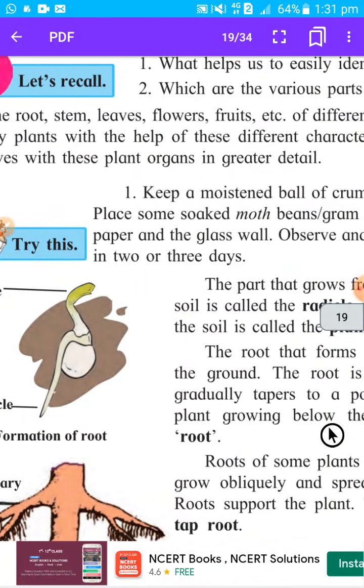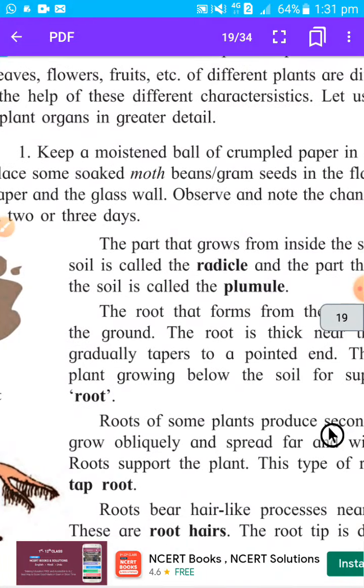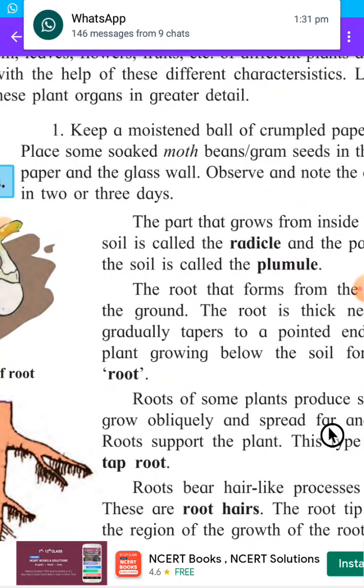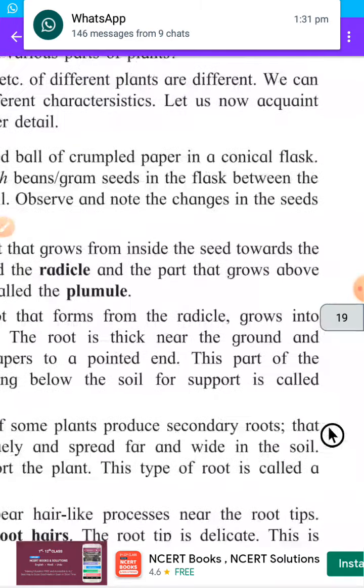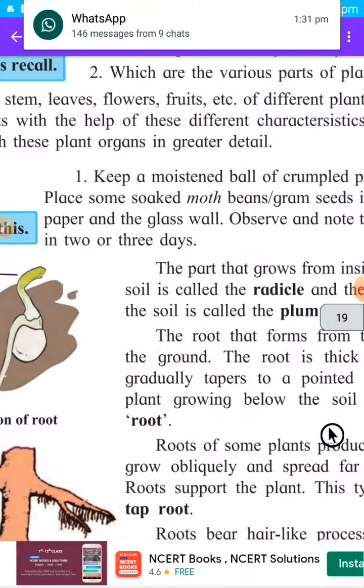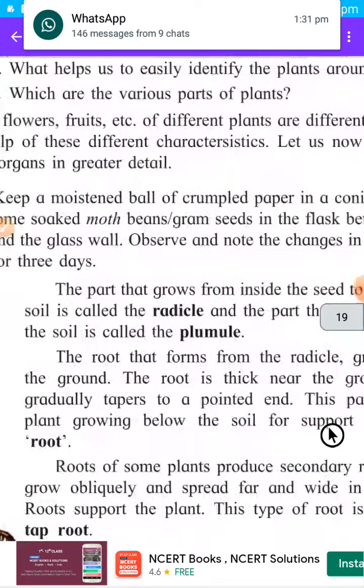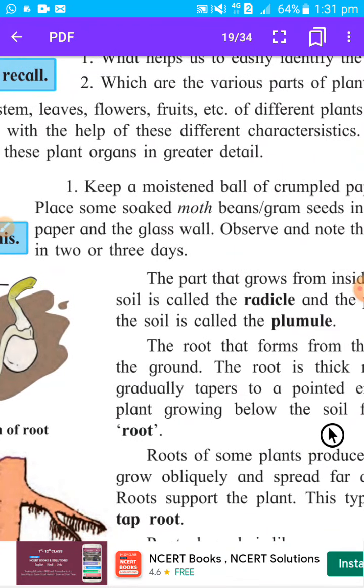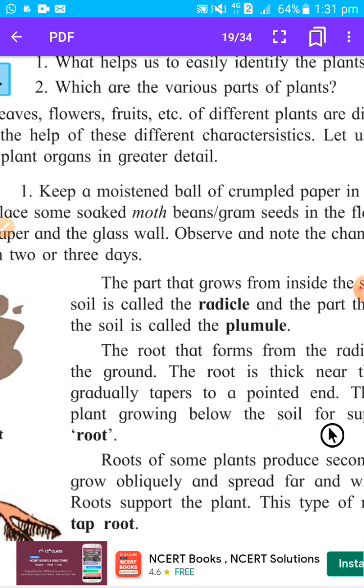So let us see what is given in your textbook. Keep a moistened ball of crumpled paper in a conical flask. Place some soaked moth beans or gram seed in the flask between the paper and glass wall. Observe and note the changes in 2 to 3 days. So we have to take some moth, matki in Marathi, and gram, harbara. We have to take some seeds in crumpled paper, and we have to make the paper moist, so these seeds will get moisture.